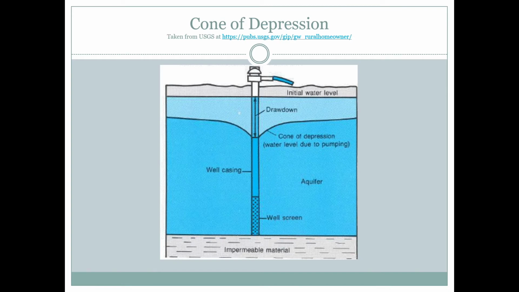So if you pull water out, it's going to take a little while for it to fill back in. If you're pulling water out faster than it can fill back in, you can create a cone of depression. Most wells are going to have some kind of a cone of depression. But if you're drawing out water way faster than it can fill in, you can actually dry the well up by sucking the water away. So that can be a problem.